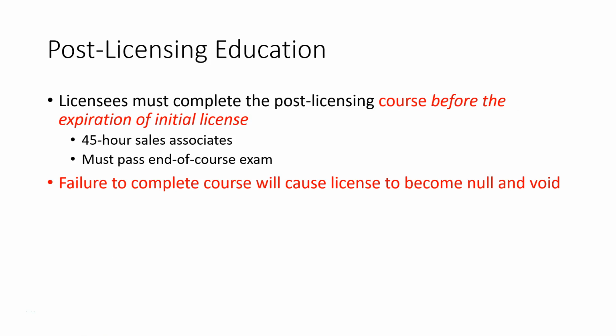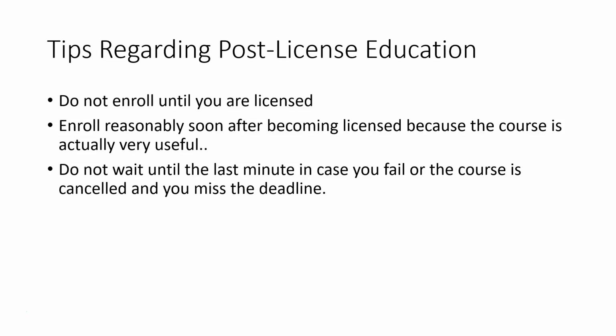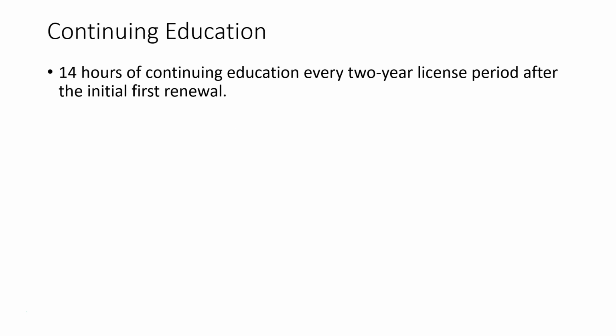Post-licensing education. You must complete, within the first renewal period, a post-licensing course of 45 hours for sales associates. You must pass the end of course exam, and failure to complete this course will cause your license to become null and void, and you have to do the course and the state test again. And tips regarding the post-license education: do not enroll until you are licensed, and enroll reasonably soon after becoming licensed, because the course is actually very useful. Do not wait until the last minute in case you fail and you miss your deadline.